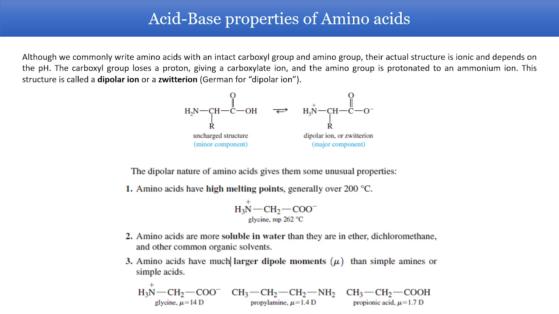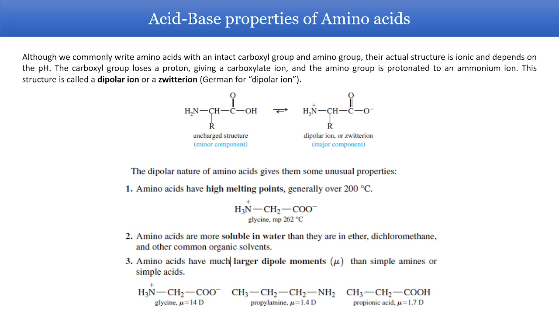What does this dipolar ion form mean? The amino group, NH2, exists as NH3 plus, and the COOH group exists as COO minus. So we have a positive charge at the N terminus, the amino side, and a negative charge at the C terminus, the carboxylic side. This dipolar ionic form is also known as the zwitterionic form of an amino acid, which is important for understanding the acid-base property of an amino acid. I will come to this in my later slides.